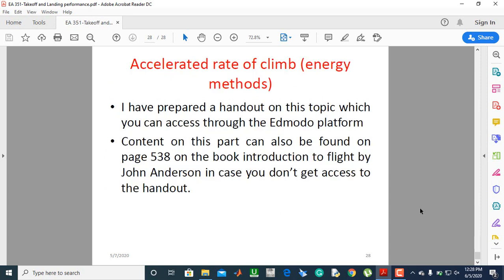Alright, I think this is the end. This is a summarized end of dynamic performance, and this part of accelerated rate of climb, I already sent the handout on this part, which I believe you've had time to start, and hopefully I'll prepare some recorded video on it.